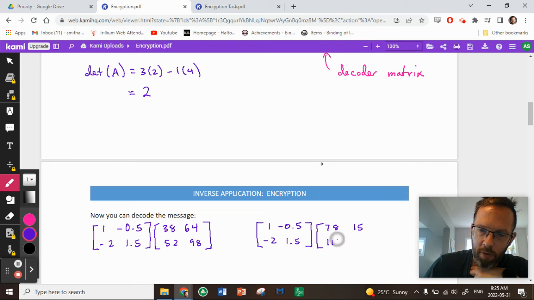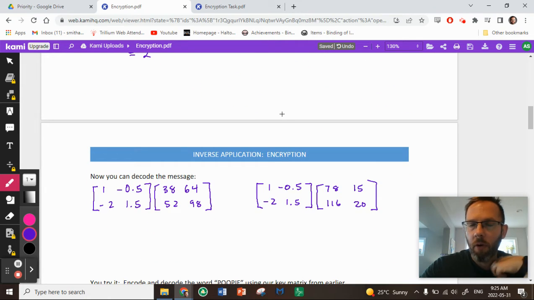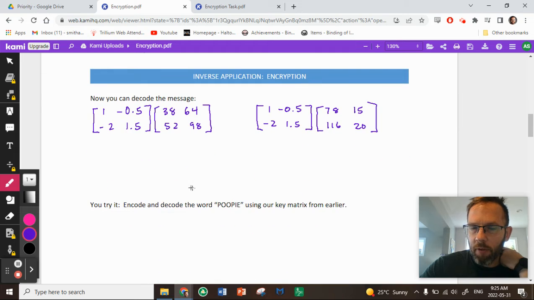7815, I think it was 11620. Again, you guys have this on your page. I have to flip back and forth. Okay. Yeah, so once we do these two multiplications, we should get our original numbers that correspond to the letters in lobster. So let's have a look.